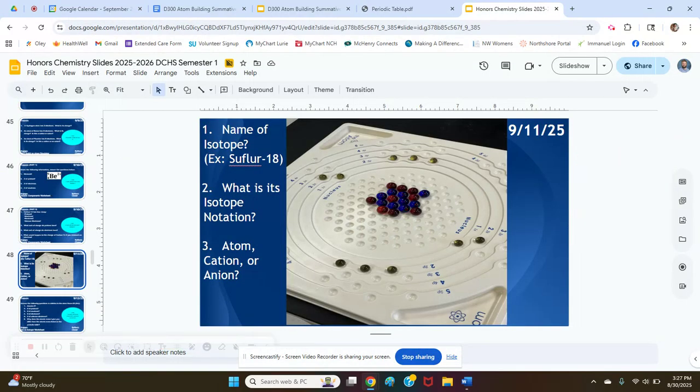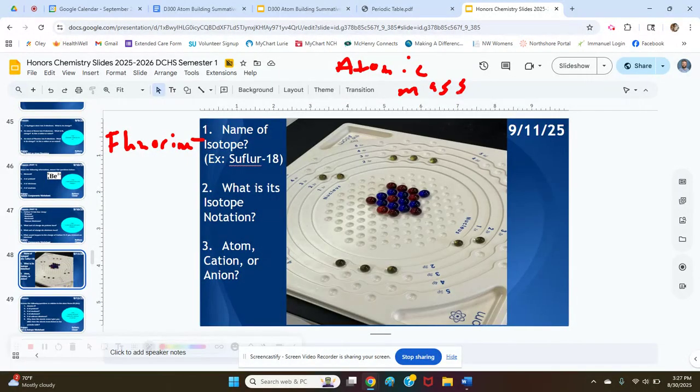So, if fluorine has 9 protons, that means that the answer to number 1 is going to be fluorine, F-L-U-O-R-I-N-E, and then there's going to be a little dash after. Just like in the example, see how it says sulfur-18? The dash is going to be the atomic mass. Remember that the atomic mass is the number of protons and neutrons combined. So basically I need to count how much stuff I got in the middle.